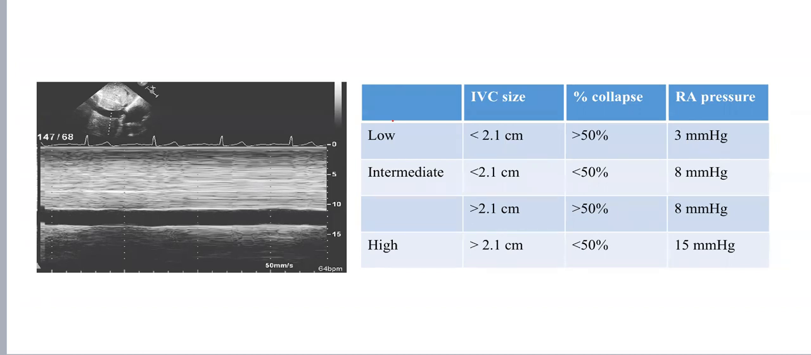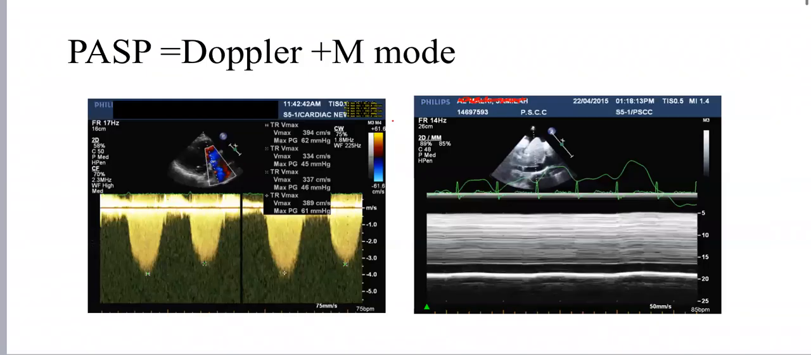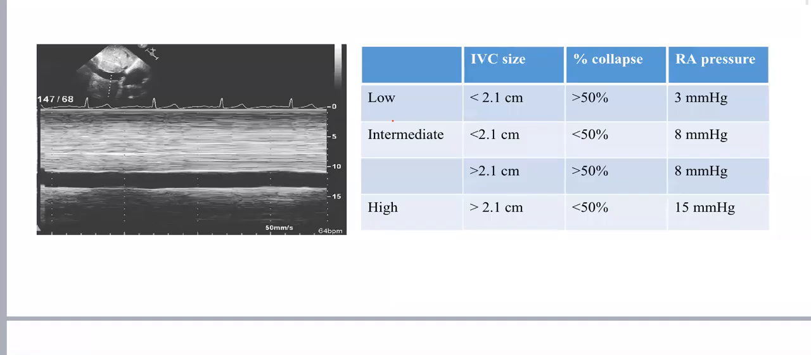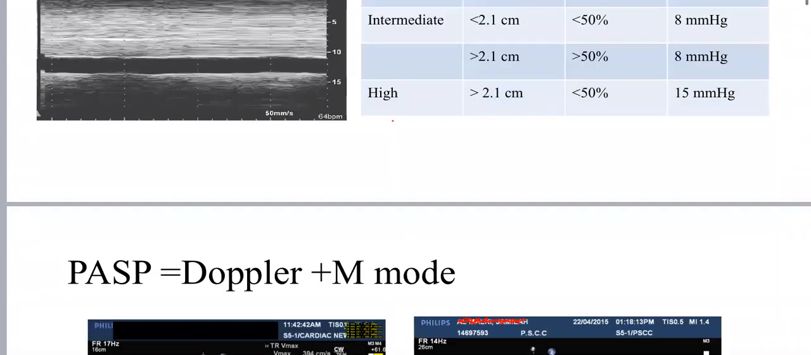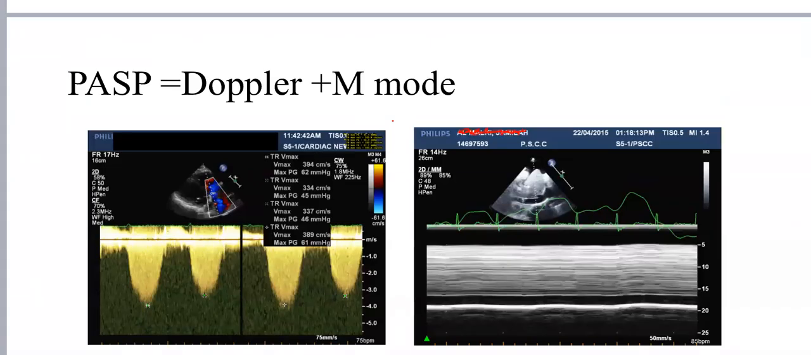And we all know that the pulmonary artery systolic pressure is derived from the Doppler signal of the TR and the M mode of the IVC. From the M mode of the IVC, we are going to add one of these RA pressures, depending on the collapsibility and the IVC size. We add that to the gradient. So that's how we derive the pulmonary artery systolic pressure.